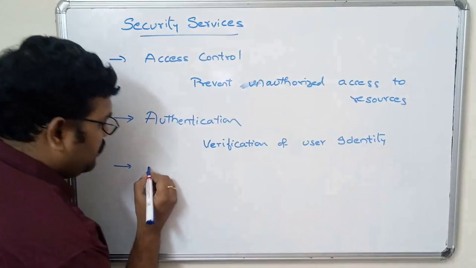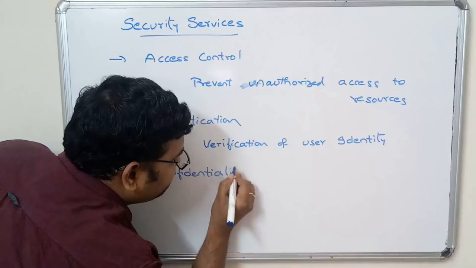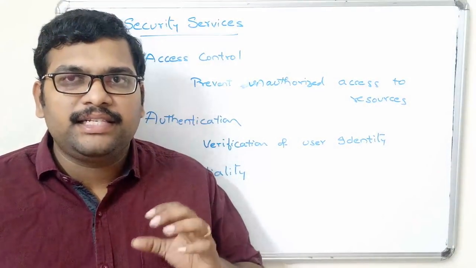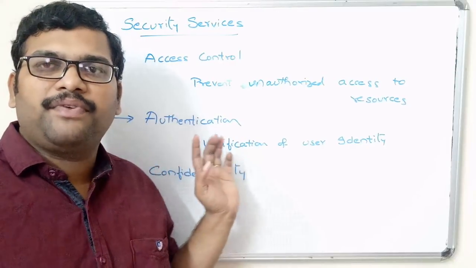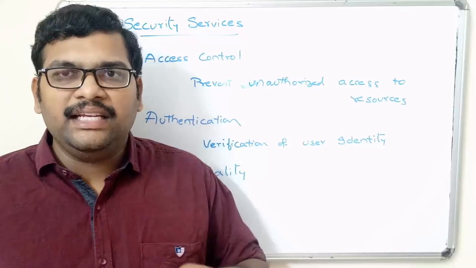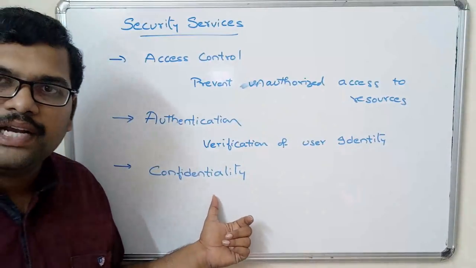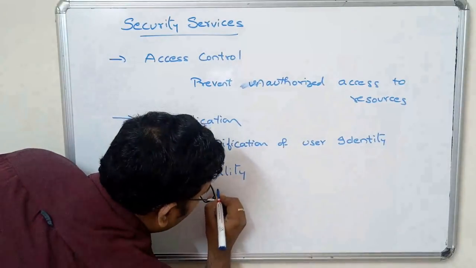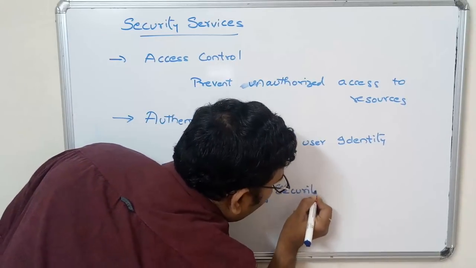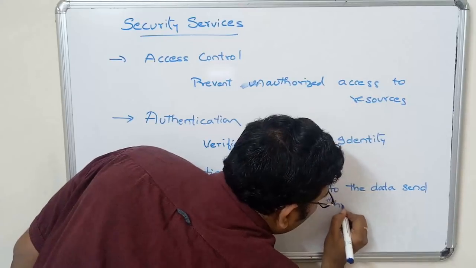And the third service is confidentiality. This is also very important. Confidentiality means providing security for the data which is transmitted from sender to receiver. The sender will send the message to the receiver, so our duty is to provide security for the data which is sent by the sender. That we call confidentiality. That means providing security to the data sent through a network.